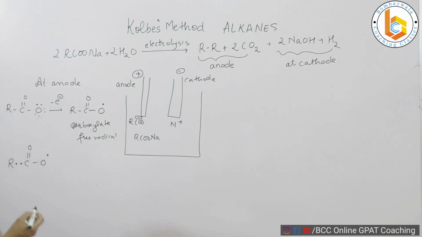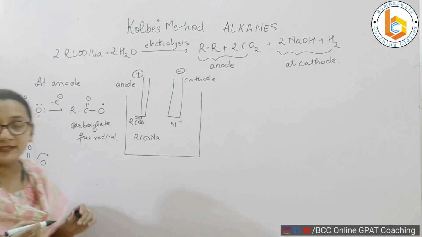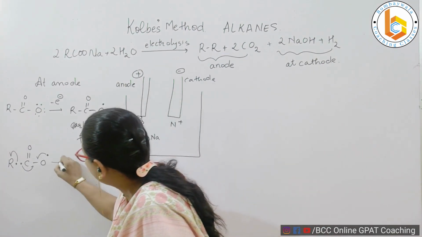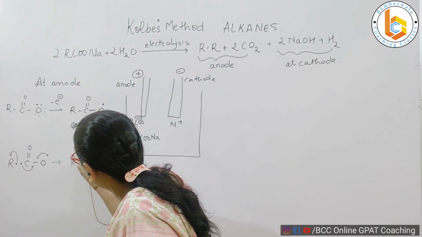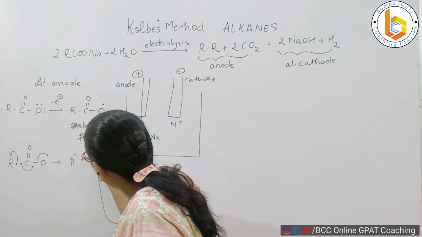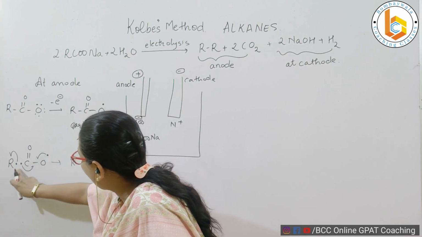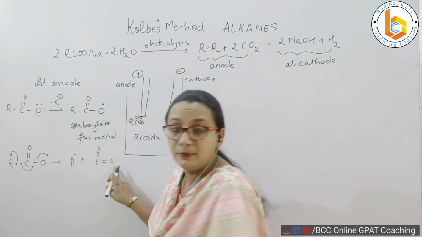Now here what is happening? This electron is moving and this electron is moving, and on R there is a free radical now. And what is happening by doing this is R becomes a free radical plus O double bond C double bond O. This one electron and this one electron together become a double bond.